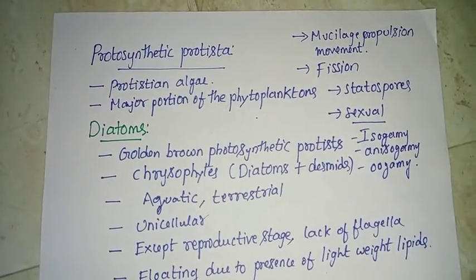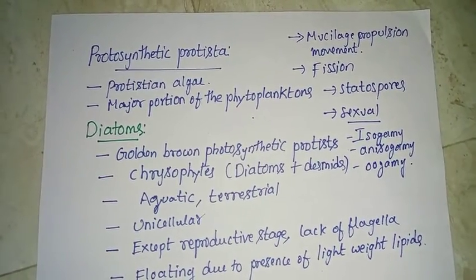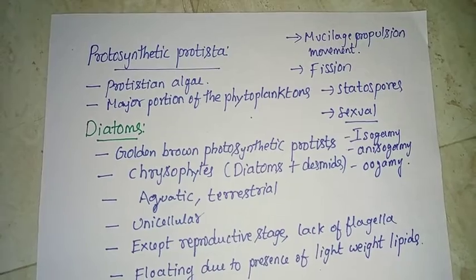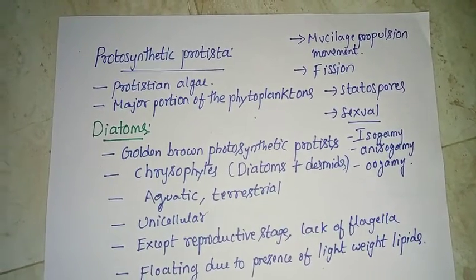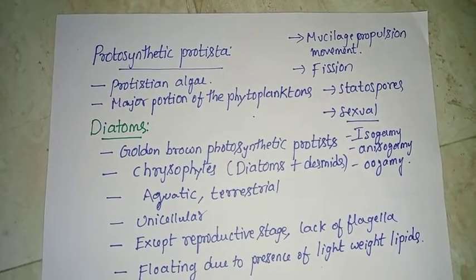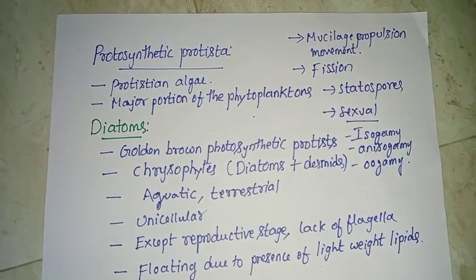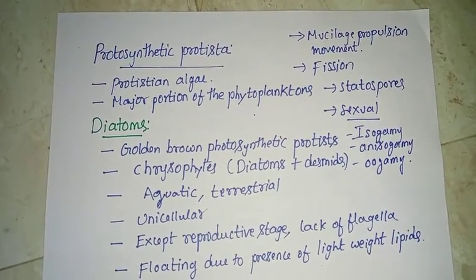Now we are going to discuss the first one, that is photosynthetic Protista. 80% of the photosynthetic Protista on the earth belong to diatoms only, student. Photosynthetic Protista is also known as the Protistan algae. It is a major portion of the phytoplankton, student.